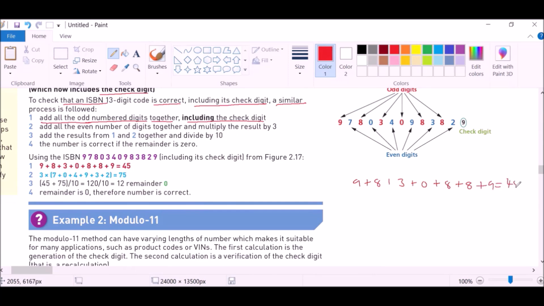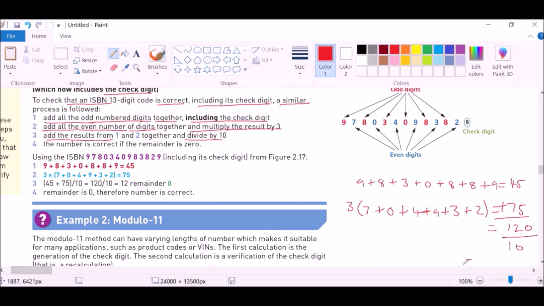which will give us 45. Then we add all the even numbered digits together and multiply the result by 3. So it's 3 times 7 plus 0 plus 4 plus 9 plus 3 plus 2, which will give us 75. Then we add the results from this calculation, which is here. Then we get 120 and divide by 10, which will give us 12, remainder 0.